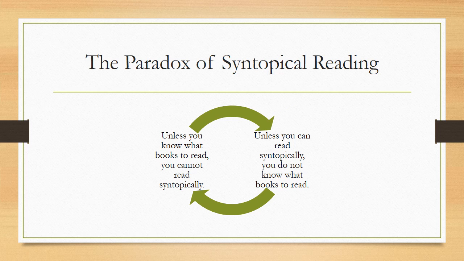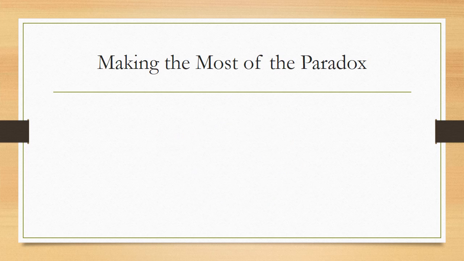For syntopical reading, you need to pick several things. How do you decide which things to read? Through inspectional reading. Once you've decided which things to read, what do you do? You read them analytically. What do you do when you're done reading them analytically? You take the things you've learned to see what the connections are, and finding those connections, you're doing syntopical reading.